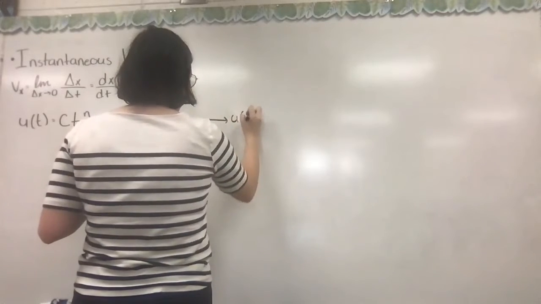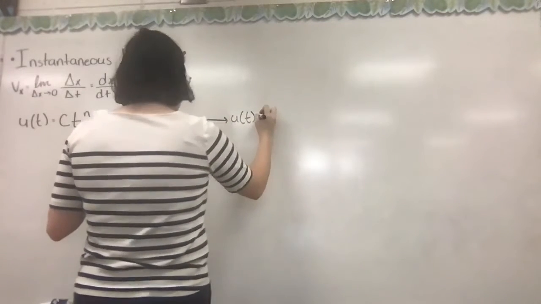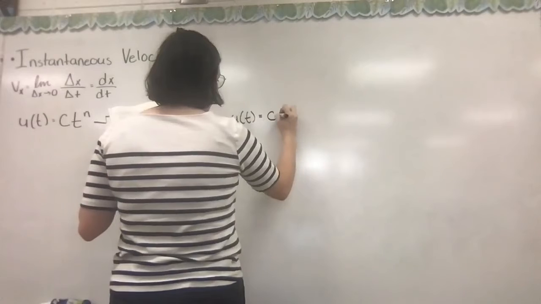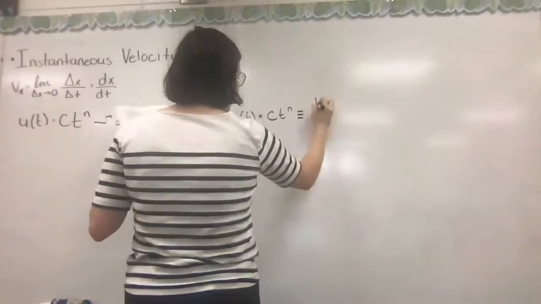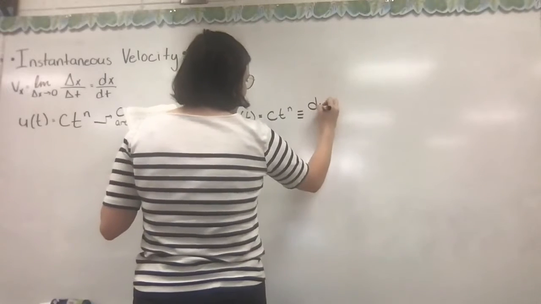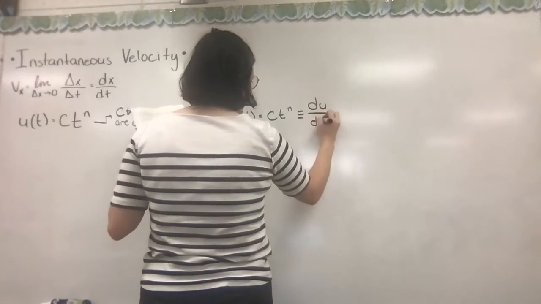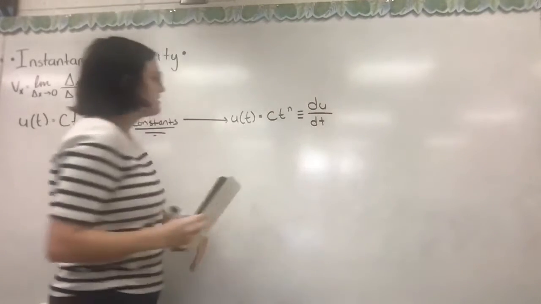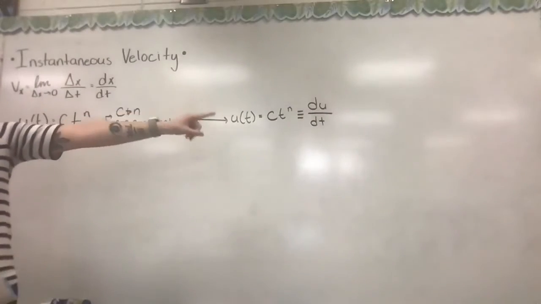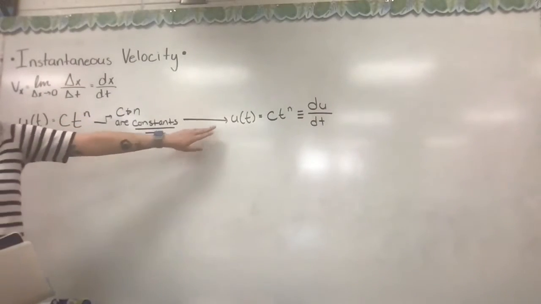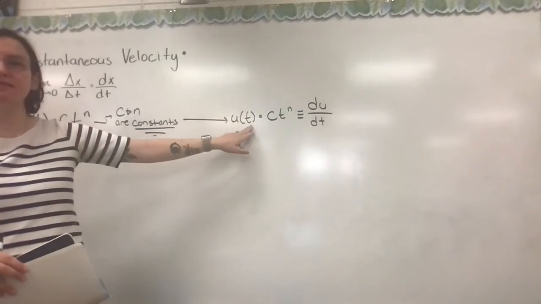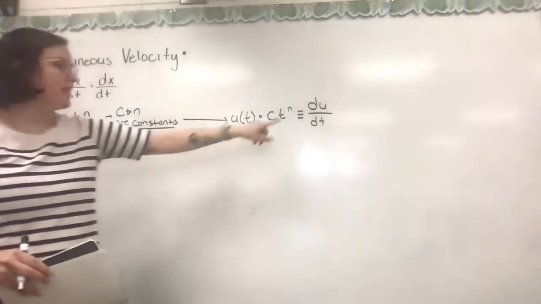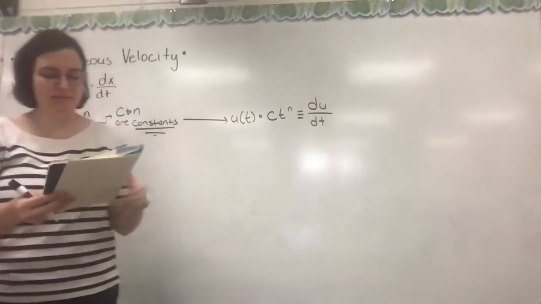So if you have the function u(t) = c t^n, we would call that, or it would be defined as du/dt. What this means is we're taking the derivative of u with respect to t. So the derivative of the u function with respect to t. Okay, so that's what du/dt means.